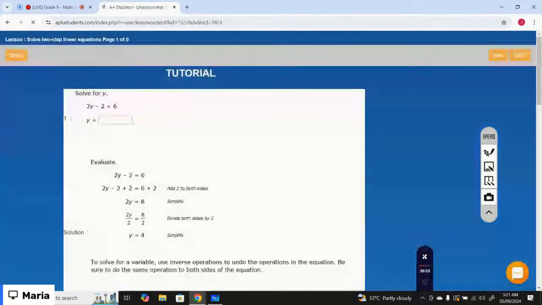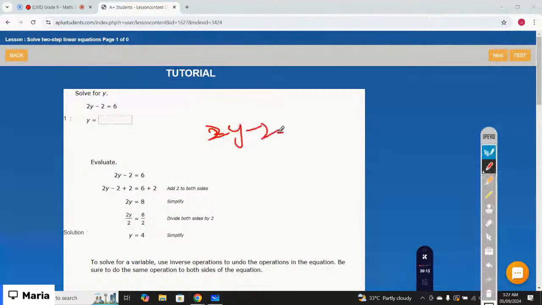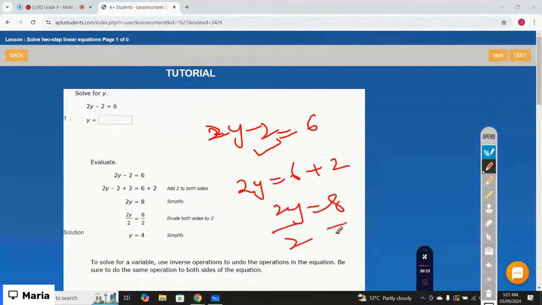So you have 2y take away 2 equals 6. You have to solve the equation. You need to isolate the variable y, right? First thing is move this to the other side. So that is 2y equals 6 plus 2. So 6 plus 2 is 8. 2y equals 8, right? Now you can divide both of them by 2. So that is y equals 4. So the correct option is y equals 4, right? Sorry, that's the y variable. So y equals 4. Got it? So whenever we have to solve for a variable, we use inverse operations to undo the operations in the equation, right?